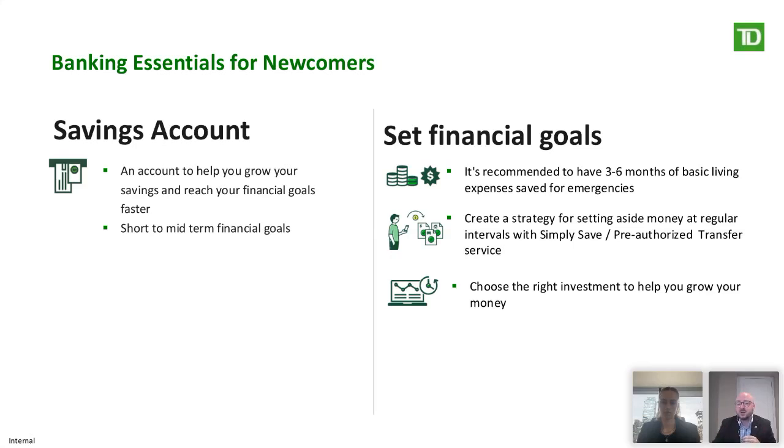Savings accounts are a place where you can grow your money to help reach your goals faster. We shouldn't underestimate the importance of an emergency fund. So preparing for the unexpected by building an emergency fund that can cover around 3 to 6 months of expenses is ideal. And I know this can sound daunting, but TD can help you to create personalized strategies with an automated savings plan to make it simple, fast, and effortless. We also have various investment options to help you grow your savings.